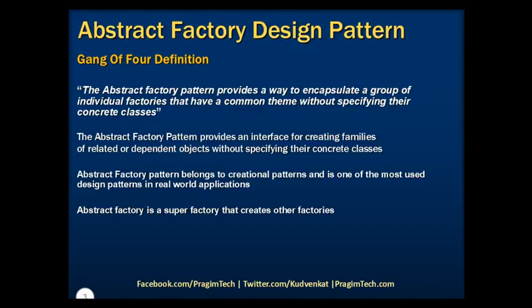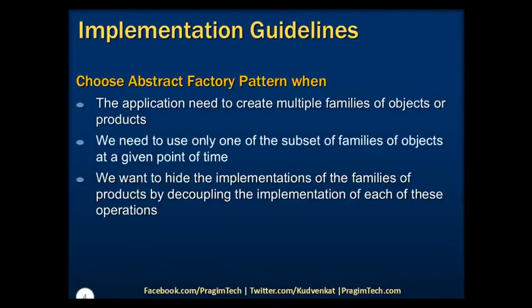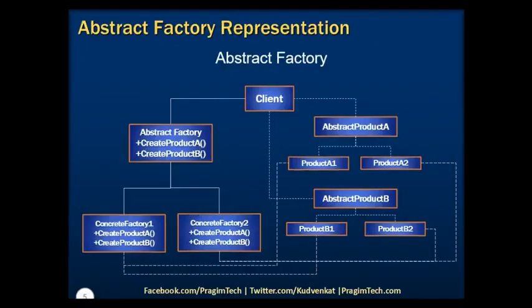Now let's take a look at the implementation guidelines of abstract factory. We need to choose abstract factory pattern when the application needs to create multiple families of objects or products, and when we need to use only one of the subset of families of objects at a given point of time, and when we want to hide the implementation of the families of products by decoupling the implementation of each of these operations.